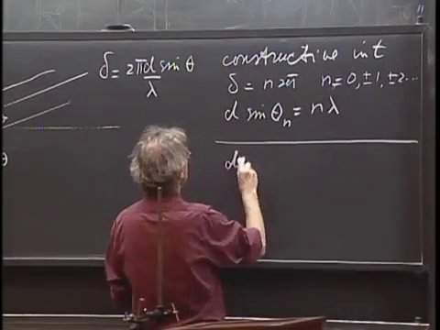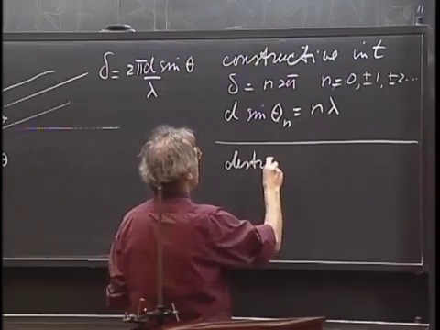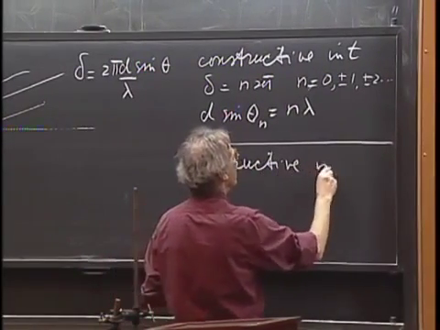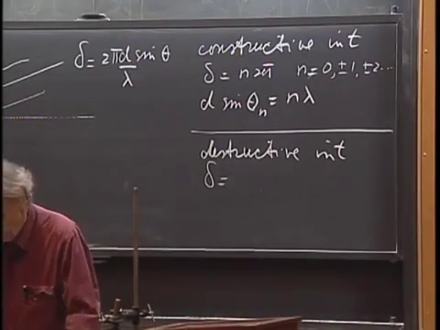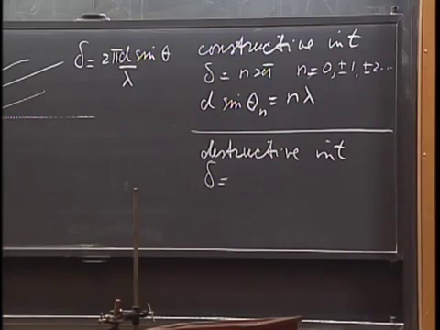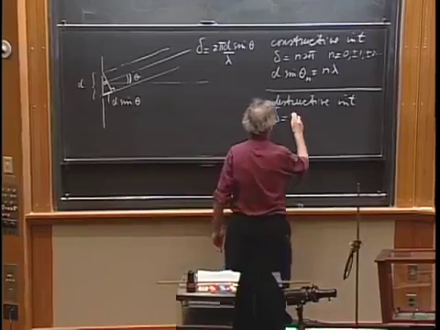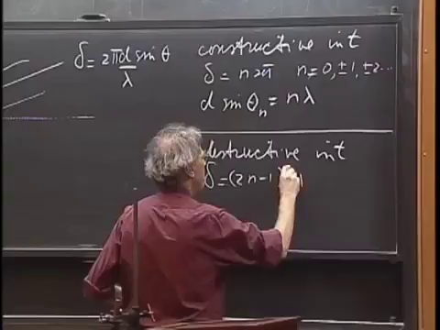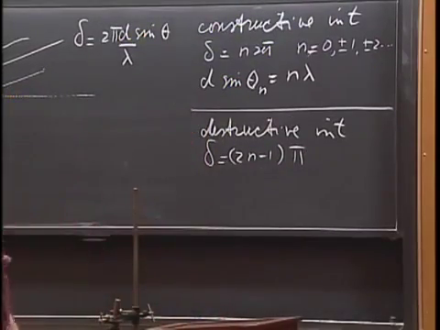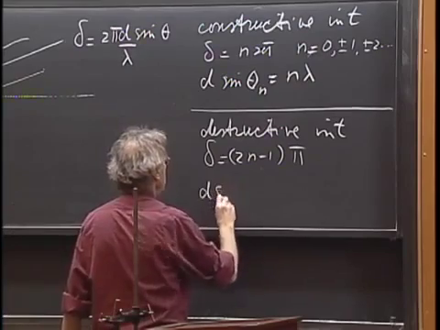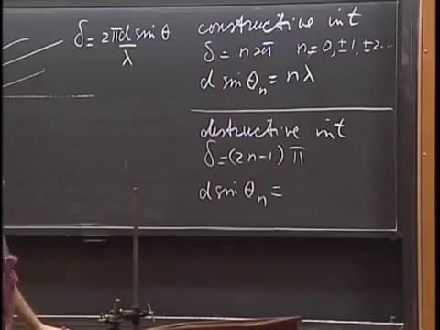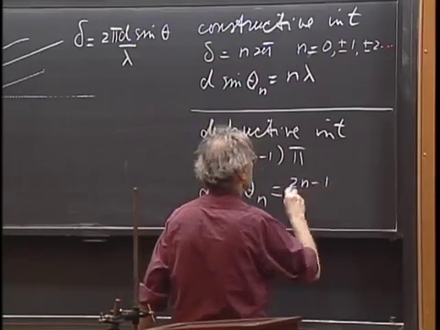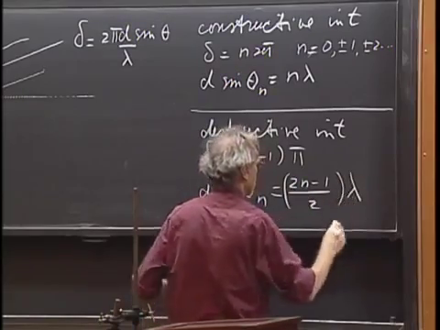And now we can write down the condition for destructive interference. So now you want that delta is pi, 3 pi, 5 pi. So now you have delta equals 2n minus 1 times pi. And if you want to write it down in terms of the d sine theta, then you get that d sine theta of n, which is that n that you see there, is now 2n minus 1 divided by 2 times lambda.